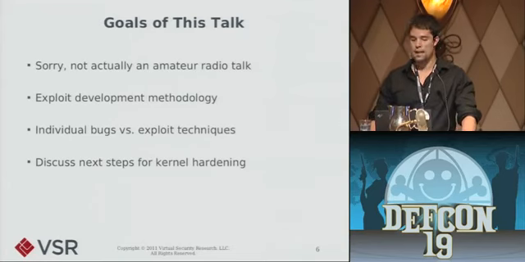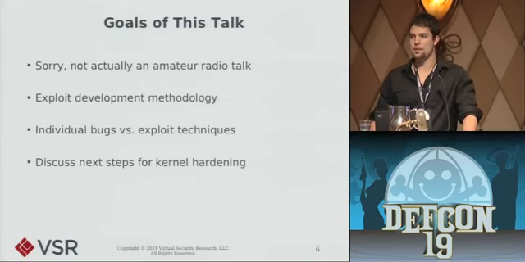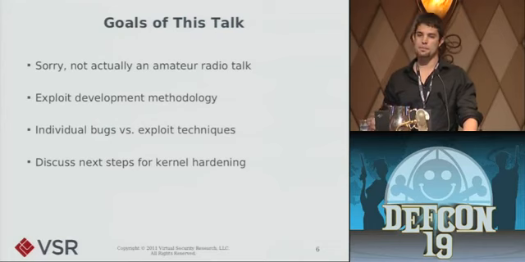What I hope you guys will get out of this talk: this is not actually an amateur radio talk, despite the really misleading title. We're going to talk about enough of amateur radio to understand the vulnerability that I'm using. But really, this is a vehicle for me to talk about exploit development methodology. So hopefully, if you don't have any experience writing exploits, you'll get a sense of some of the building blocks that we can use to exploit these kinds of vulnerabilities. What are some of the steps that we need to go through?